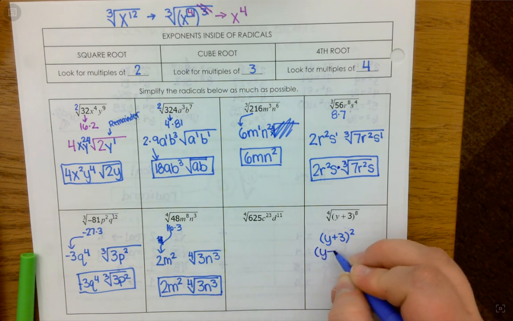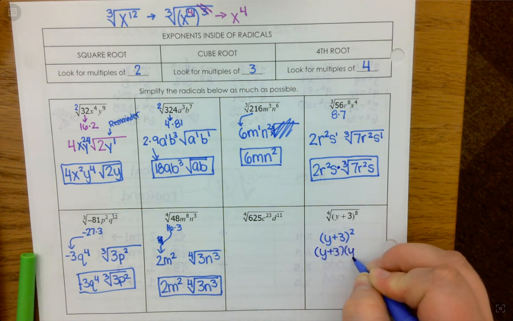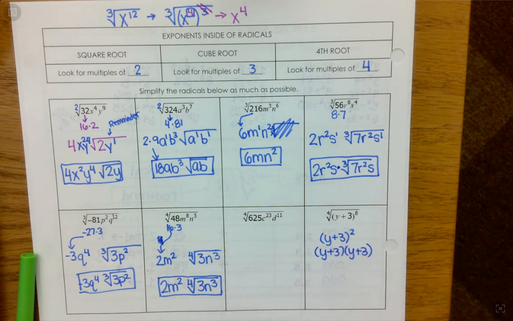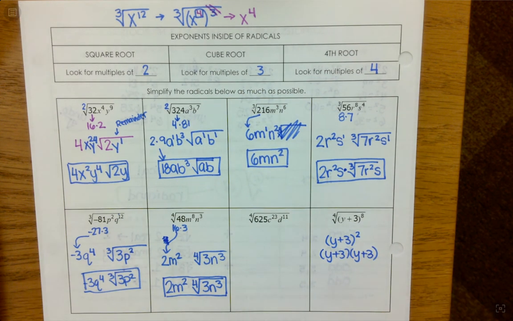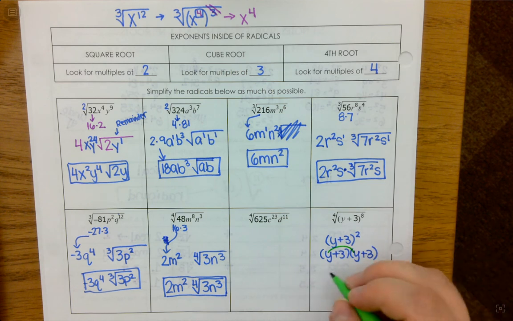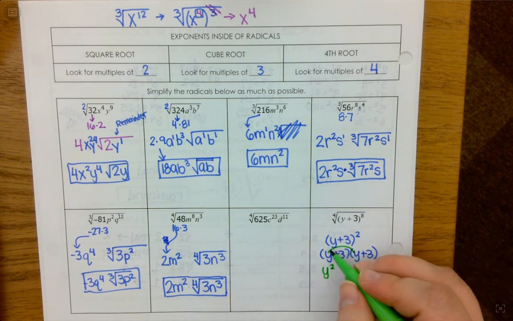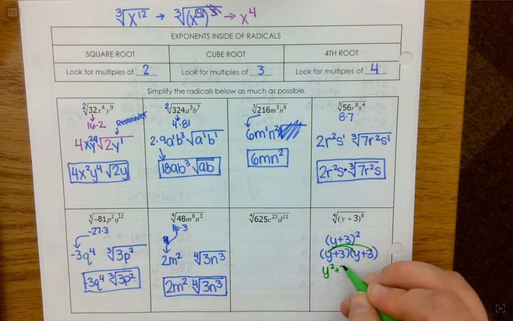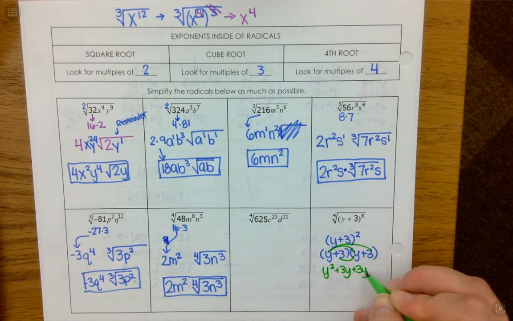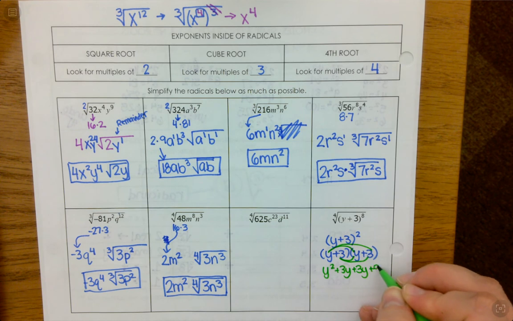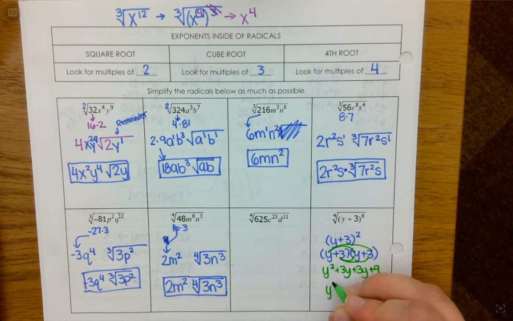Then we're going to answer this all the way. We need to square y plus 3, which means we're doing y plus 3 times y plus 3, which gives us y squared plus 3y plus 3y plus 9, or y squared plus 6y plus 9.